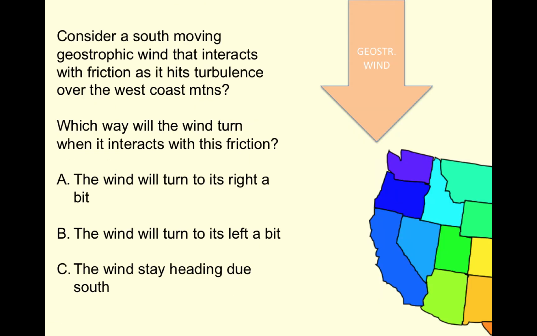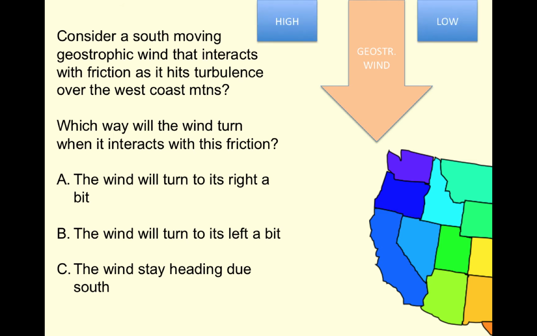Here we can consider a scenario with a south-moving geostrophic wind, again a perfect balance between pressure gradient force and Coriolis force, that interacts with friction when it hits turbulence over the west coast mountains, say the Cascade Mountains. Which way will the wind turn when it interacts with this friction? So the first thing you have to do is understand where the high and low pressure must be for this geostrophic wind to be heading south.